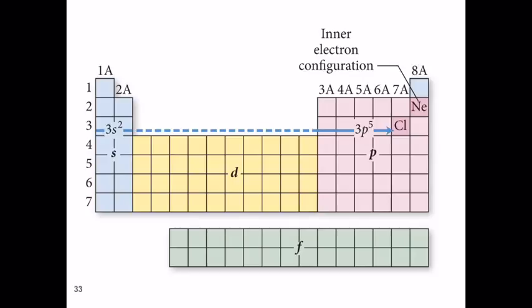So if we were looking at chlorine, the inner electron configuration would be neon, and then the outer, or the valence electrons, would be these, the 3s2, the 3p5. That's a total of 7 valence electrons for chlorine.